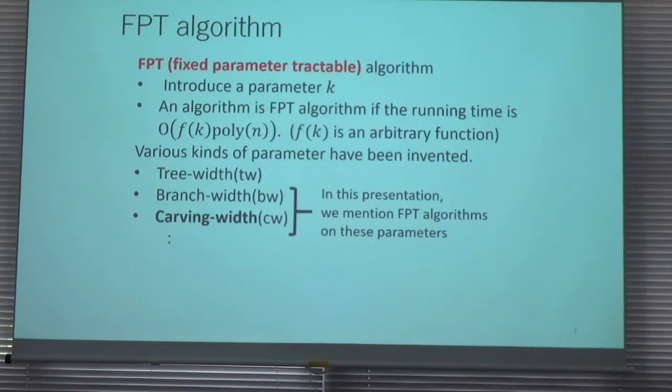And FPT algorithms are algorithms which introduce a parameter k such as tree width, branch width or carving width. And the time complexity can be written as the multiplication of a polynomial of the input size and a function of the parameter k. And the main idea is that if k is small, this algorithm works like a polynomial algorithm, which may be faster compared to an exponential time algorithm. So in this presentation, we mention the branch width parameter and carving width parameters.